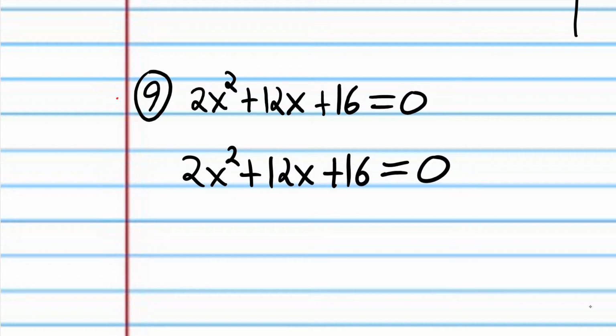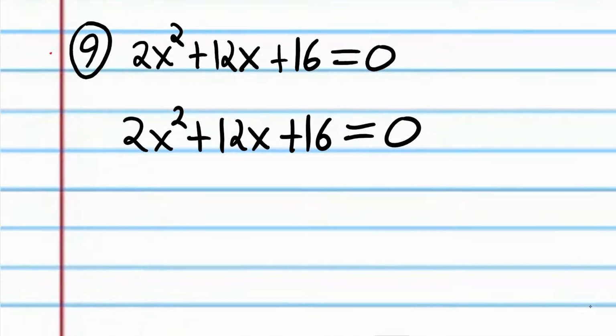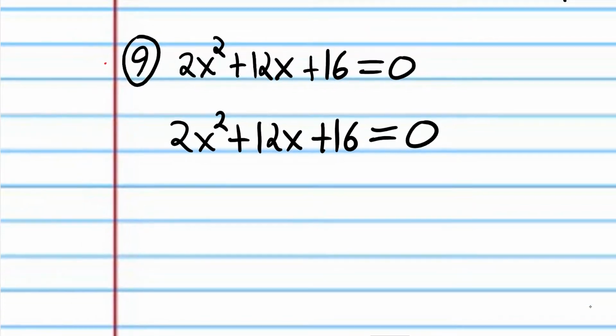So I'm going to rewrite, and I'm going to get rid of that coefficient. This 2 is multiplied into the x squared. So how do I get rid of that 2? Well, you do the opposite of multiplication. You divide by 2.